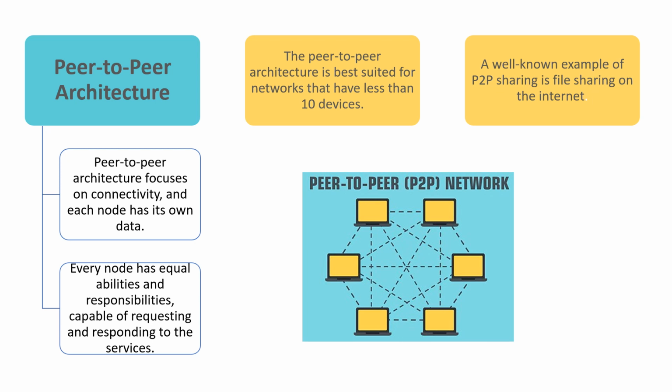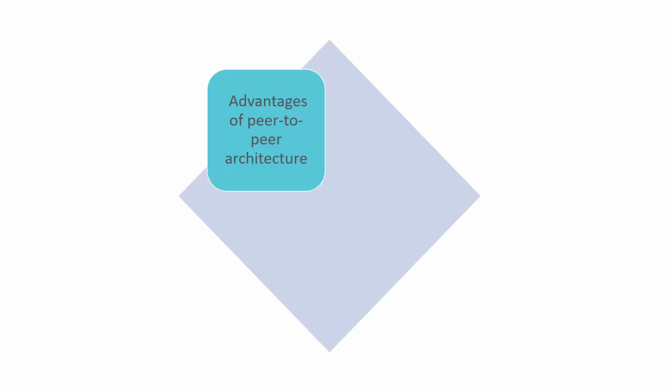And a well-known example of this peer-to-peer sharing is the file sharing on the internet. So this is about the peer-to-peer architecture. And now we can see the advantages of this peer-to-peer architecture.